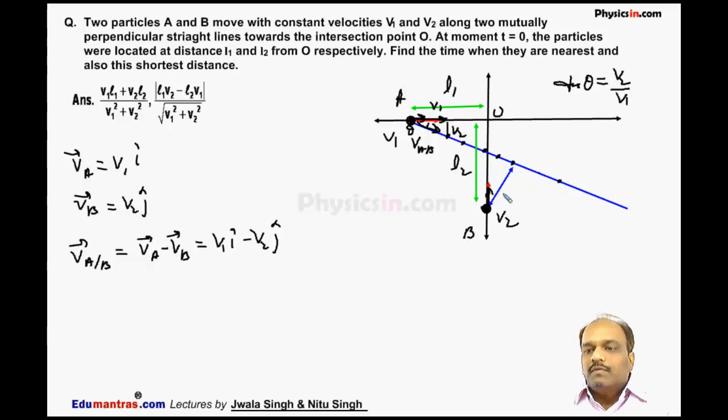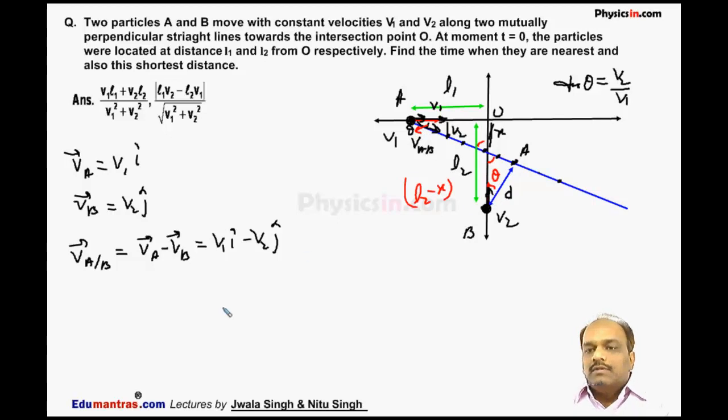Let the minimum separation between these two be d. Now we have to calculate this d. This is the minimum separation. When particle A is here, the minimum separation of A and B is d. Let this distance be x. Now this distance is x, then this is L2 minus x. If this angle is theta, then this is 90 minus theta, and this is theta. This theta and this theta are the same.